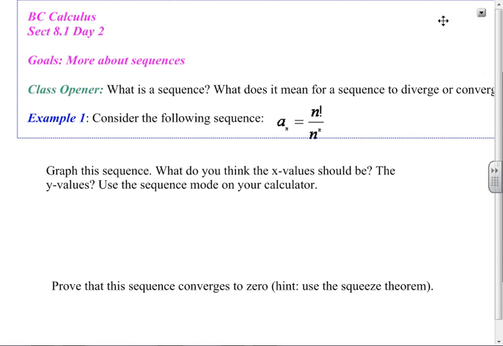What is a sequence? It's a list of numbers in an order. How about a list of ordered numbers?